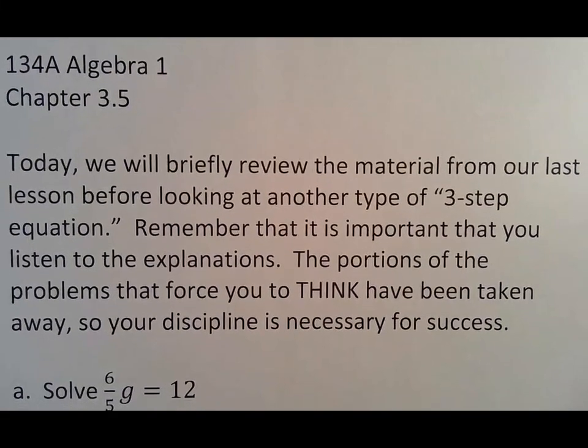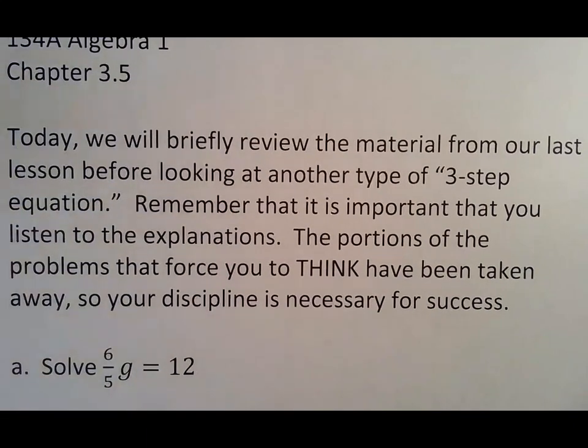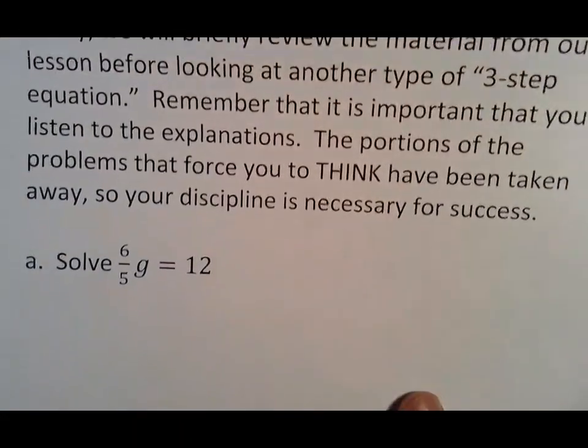3.5 is going to briefly review the material from our last lesson, which is 3.4, before we look at another type of three-step equation. Again, remember that this is not really a three-step equation. It's just an equation where we have to simplify or combine terms first, and then we actually solve. So the portions of the problems that force you to think have been taken away. That's the one where you have to write what numbers are with it and who moves first.